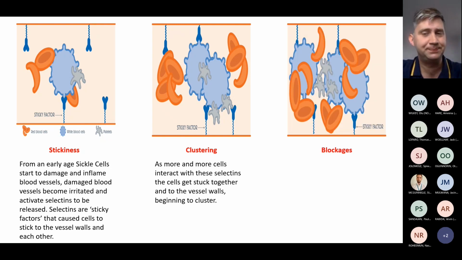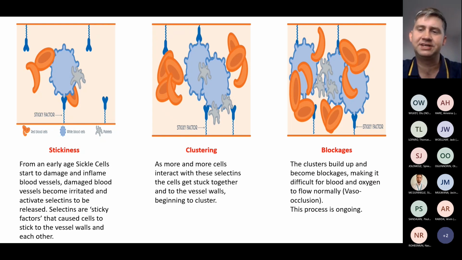So once the cluster is big enough and it builds up, it becomes a blockage, which makes it difficult for blood and oxygen to flow normally. And this is known as vaso-occlusion. And this process is ongoing. There's a lot of background stuff happening as opposed to flare-up of acute vaso-occlusive pains. And due to this, this is why our patients have end damage in certain organs, which I'll go into briefly in a minute, and why the pain occurs.